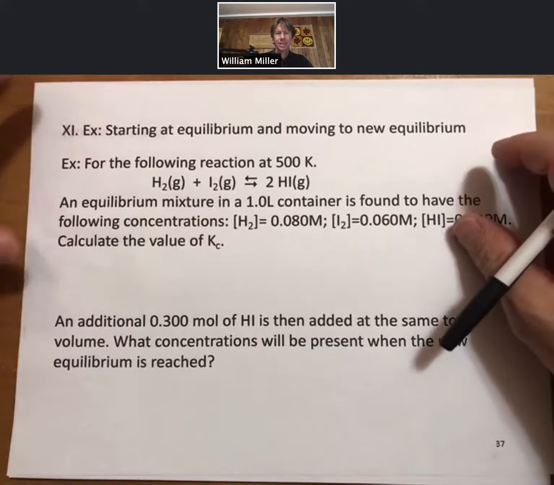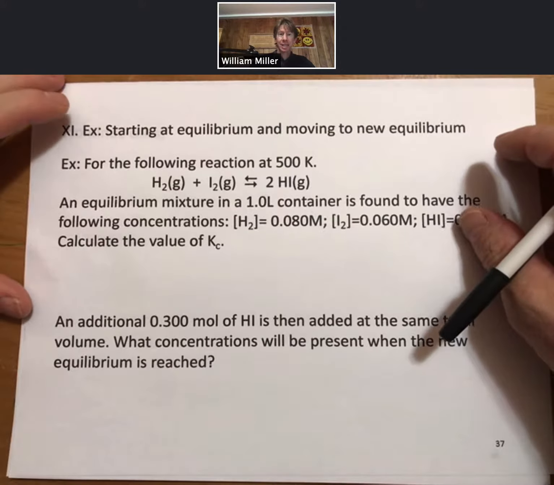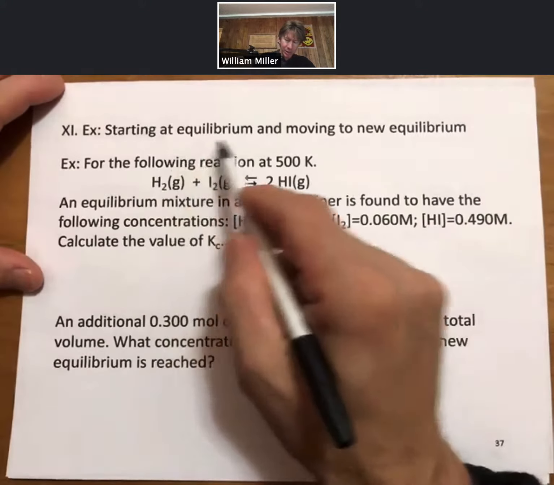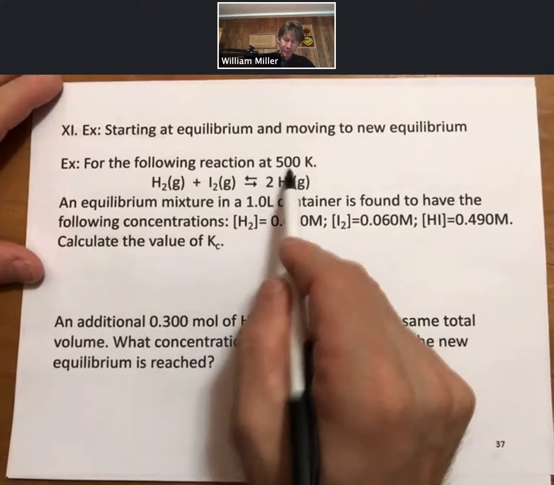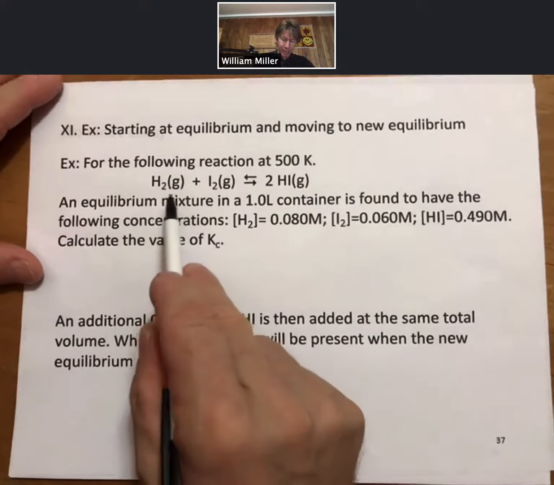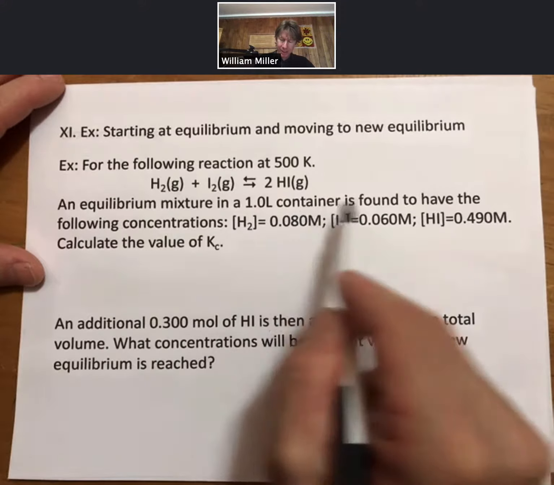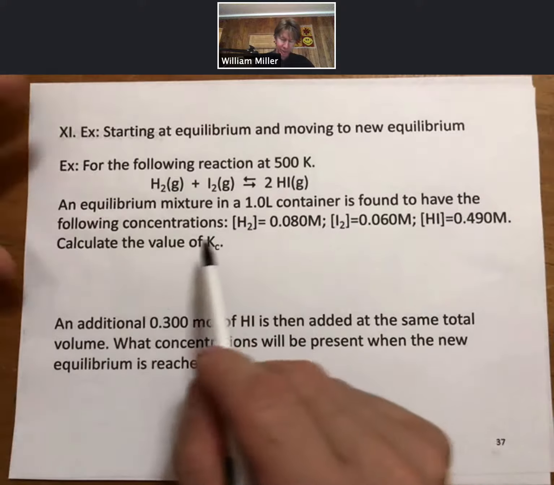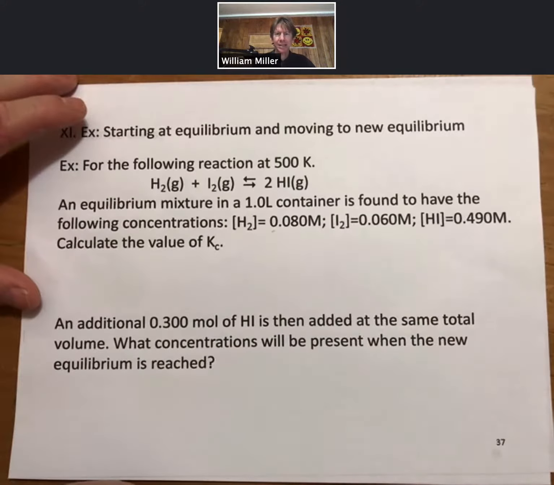Finish this exploration of equilibrium with a big example. It says starting at equilibrium and moving to a new equilibrium. For the following reaction at 500 Kelvin, we have an equilibrium mixture in a 1 liter container found to have the following concentrations given here. Calculate the value of Kc.